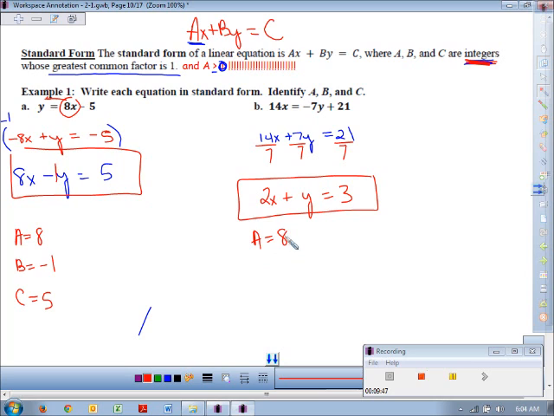A is 8. Make sure you're using capital letters. B is not 8. Sorry, I was looking at the previous problem. A is 2. My bad. A is 2. B is 1. And C is 3 right there. So make sure you're using capital letters to identify those also.